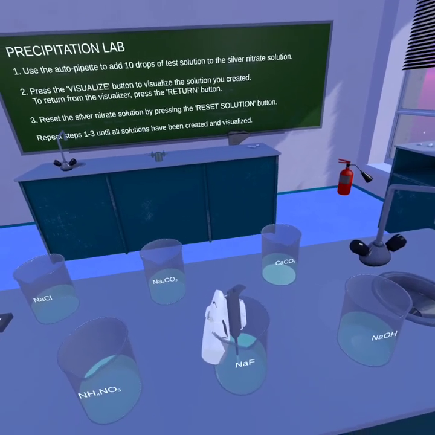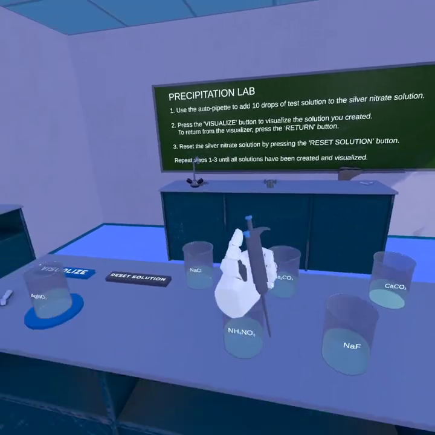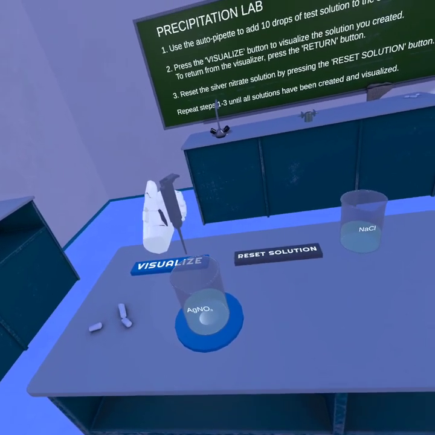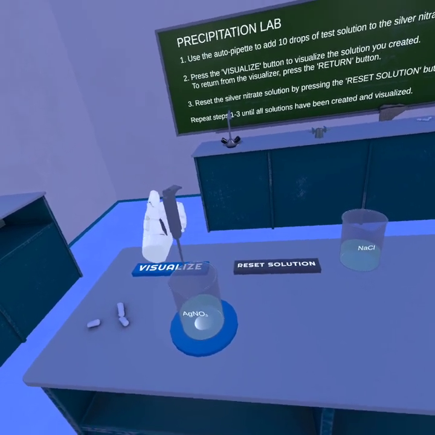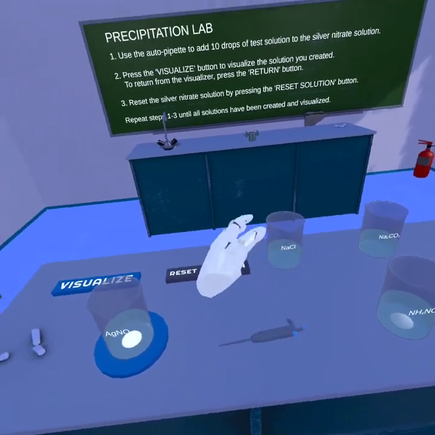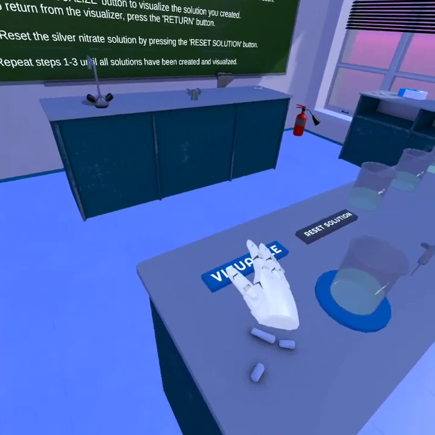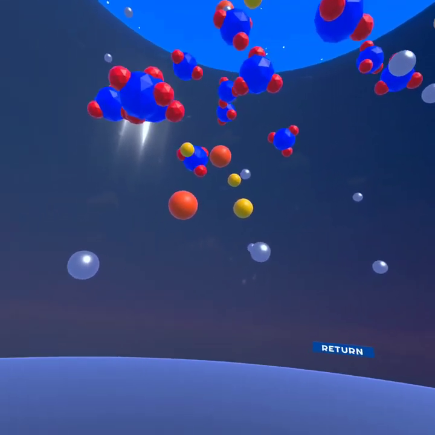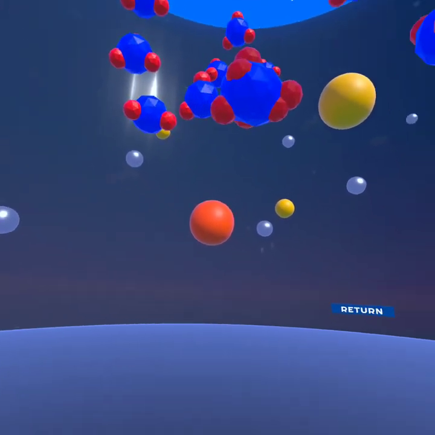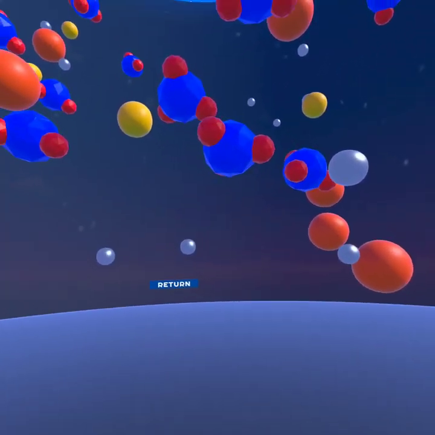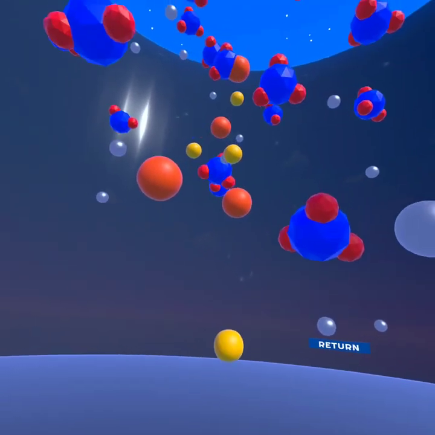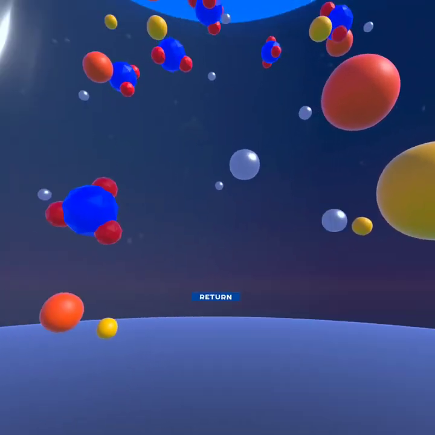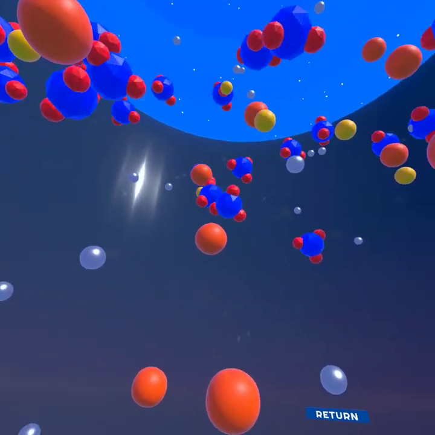Add 10 drops. So I'm going to pick some up. I'm going to go 1, 2, 3, 4, 5, 6, 7, 8, 9, 10. And we can then visualize what happens if you add sodium fluoride to this solution. So we actually know that fluoride is in our water, and very often it's done via sodium fluoride, as sodium is just like table salt. There's small amounts of it in water.